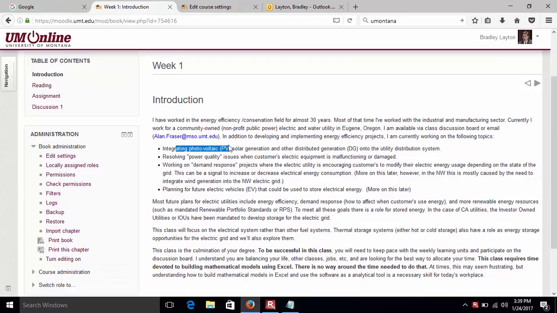So PV, right? You want your PV, but you're not always using it when your sun's shining. Power quality we'll talk about. That's the power factor correction device. Demand response, sometimes you'll have different pricing depending on time of day. That has not come to Montana yet. And then what's coming up in the future when the EVs either suck or supply electricity.